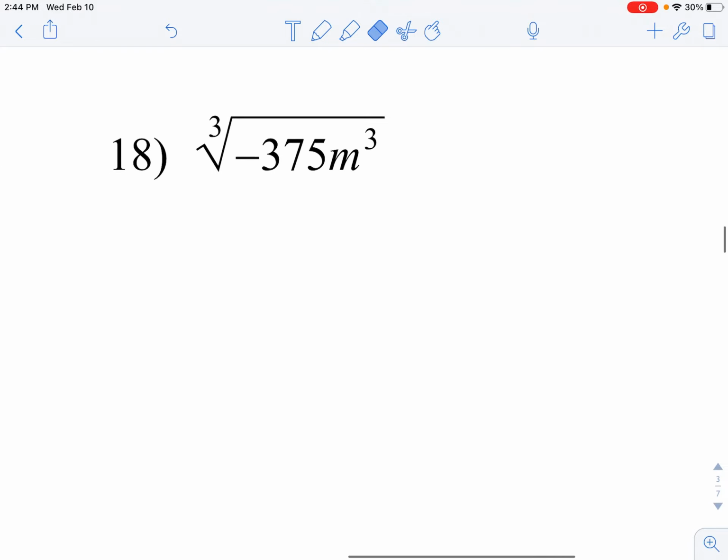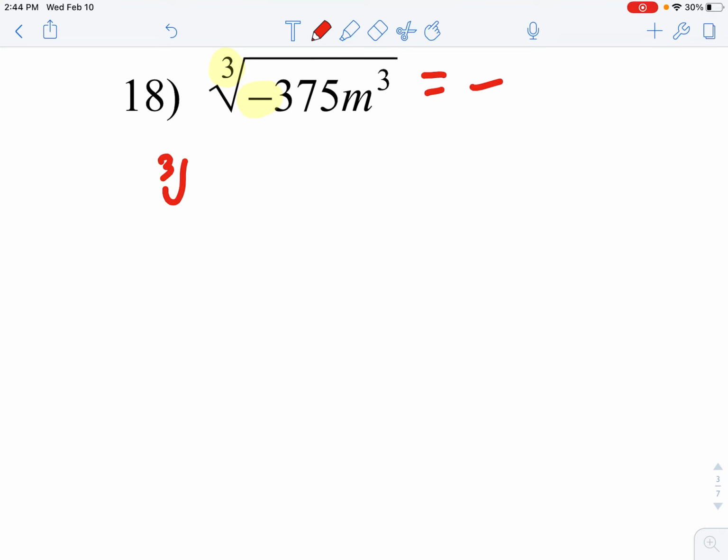So the takeaway is, if you're trying to do an odd root of a negative number, it's just going to give you a negative answer. It's that simple. When you odd root a negative number, you get a negative answer, period. Then you can just do the rest like I had done every other problem.